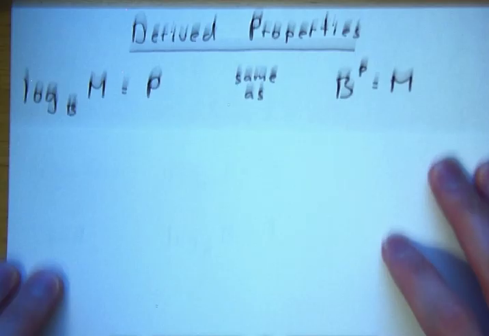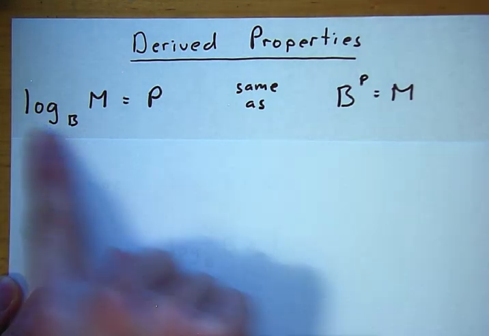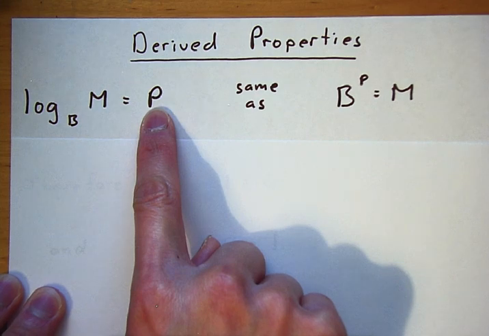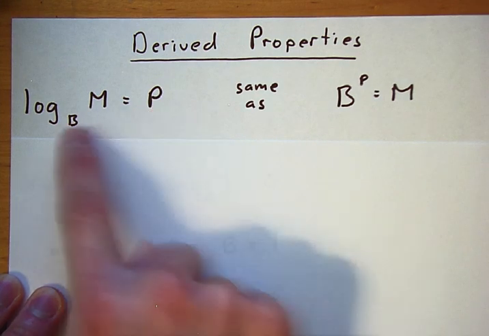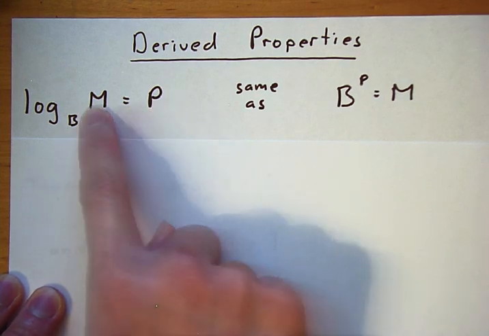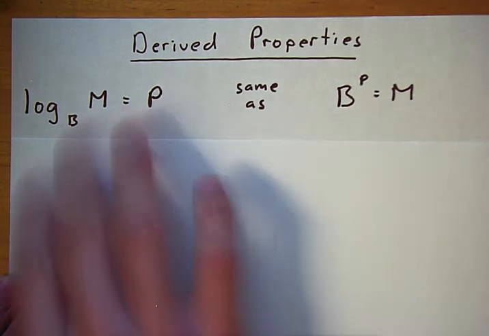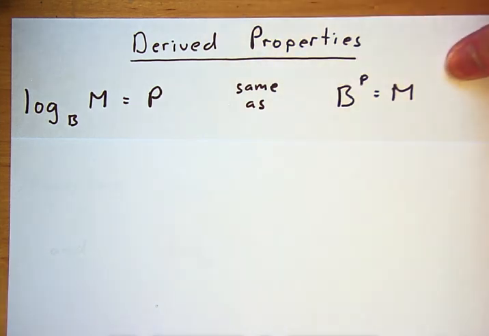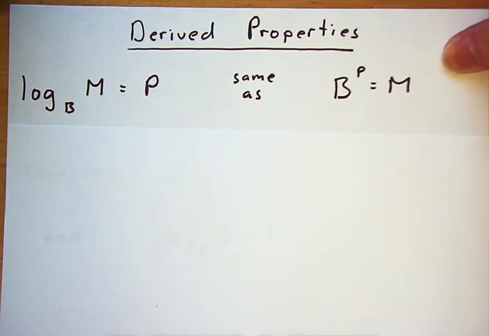Okay, so after that quick review, let's talk about one more thing. That very last property we had, which was a review. You've seen this in the video before: log base b of m equals p is the same as b exponent p equals m. Using this, we're able to derive a couple other properties. You don't actually need to know these properties, as you can just use this to come up with them yourself.